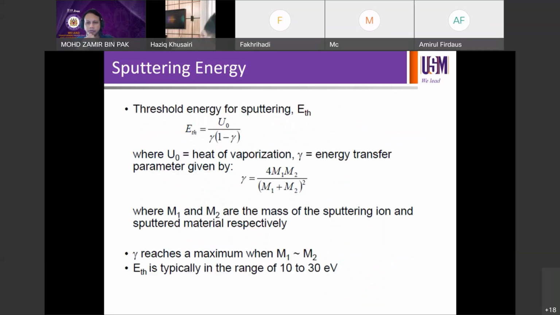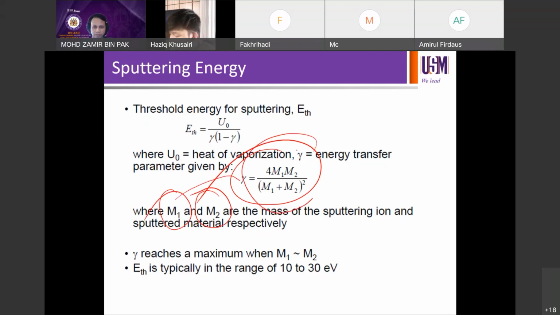Threshold energy for sputtering. So your system needs to run with a minimum energy in order to enable sputtering. If the minimum energy is not met, there will not be any sputtering. So atoms will not be knocked off the target, right? So you can use this equation if there's a calculation. The energy transfer is given by 4 m1 m2 over (m1 + m2)^2, where m1 and m2 are the mass of the sputtering ion and the sputtered material respectively. Ion's mass, material's mass. If you put them together, you get the energy transfer parameter.